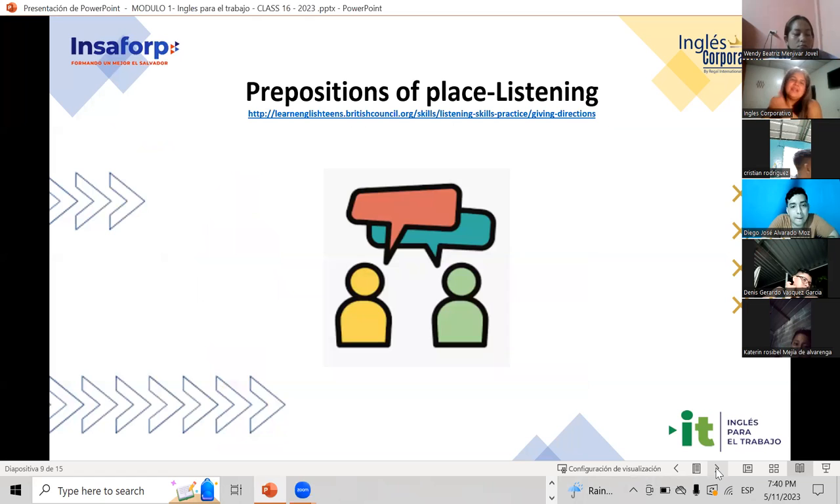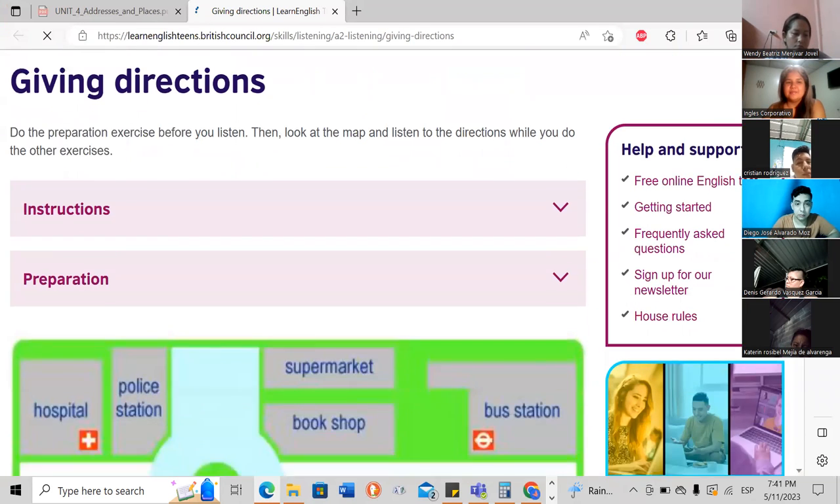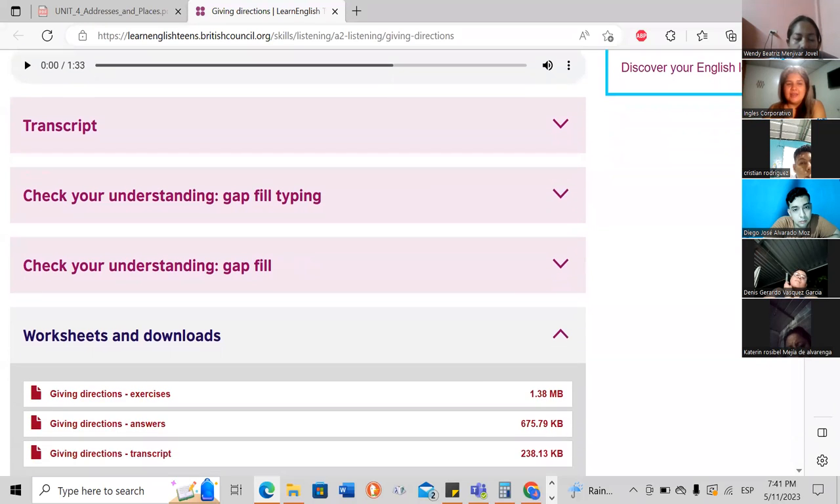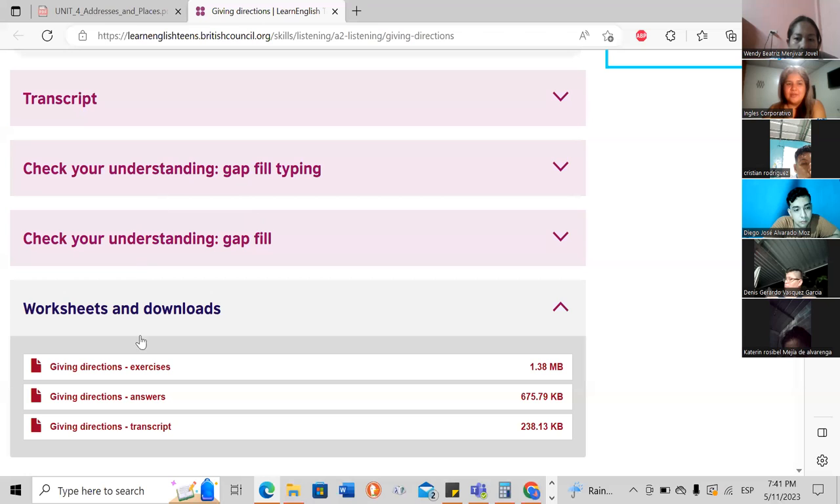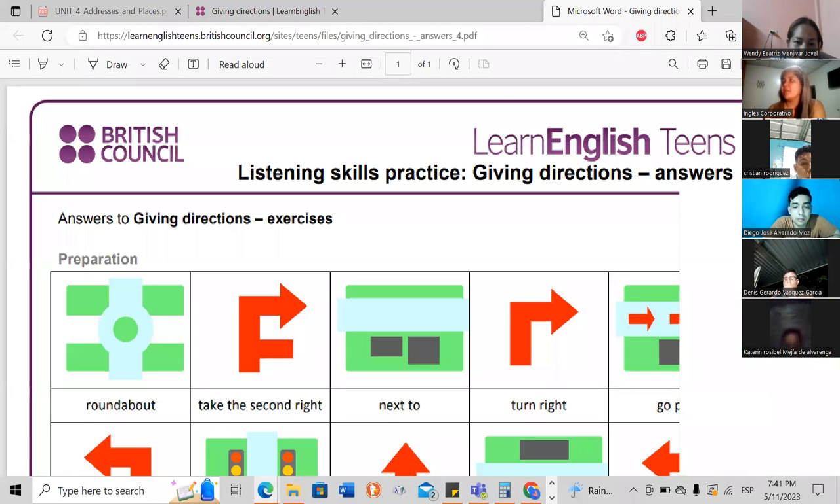Okay, we have a listening. Tenemos un listening. Preparen un papel y lápiz porque vamos a escuchar un listening sin el transcript, okay? Luego le voy a poner el transcript. Vamos a escuchar el listening y vamos a tratar de responder algunas preguntas.